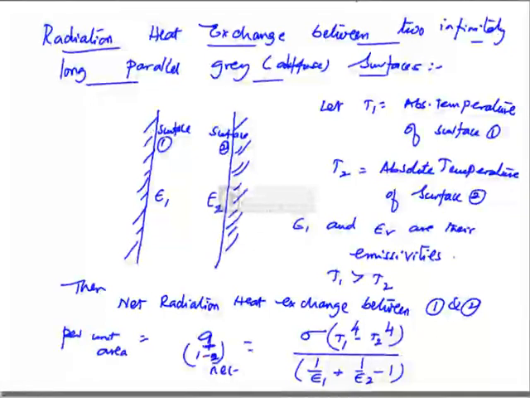We can also call it the heat flux. Net radiation heat flux exchange between 1 and 2 is given by this formula, so many watts per meter square, where sigma is the Stefan-Boltzmann constant. This is the net radiation heat exchange per unit area between two infinitely long parallel gray surfaces.